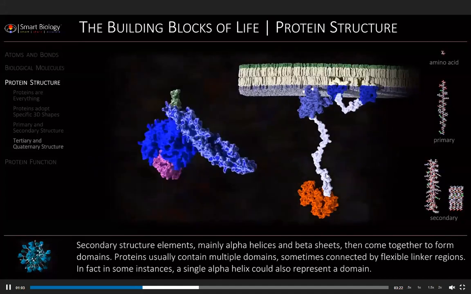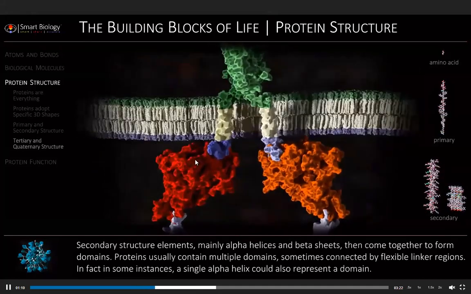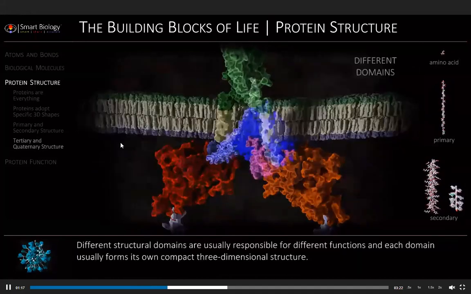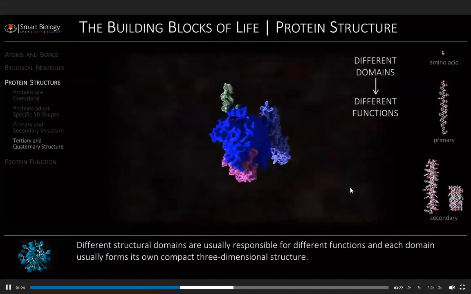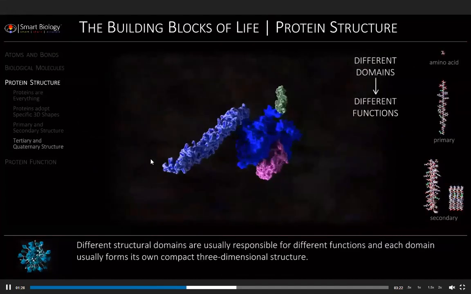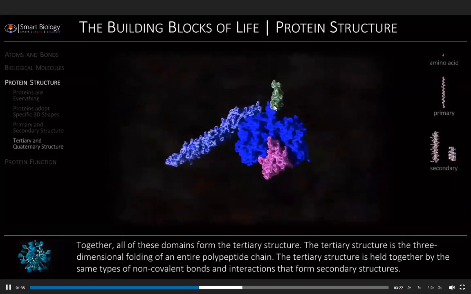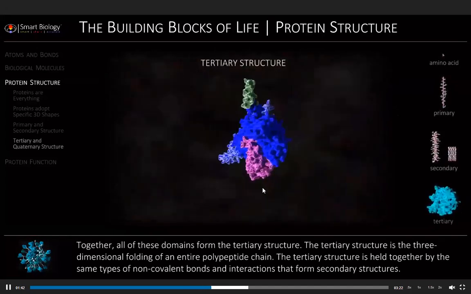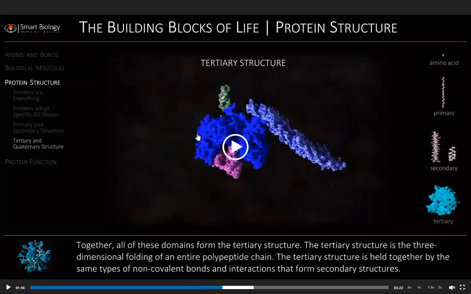This is a flexible linker, again a disordered structure. And here we have a membrane-bound protein where we have the alpha helix located within the membrane. Different structural domains are responsible for different functions, and each domain has its own compact three-dimensional structure. There might be a membrane embedding domain, there may be a DNA binding domain, and here we come to what is known as the tertiary structure. All these domains together form the tertiary structure of the protein.